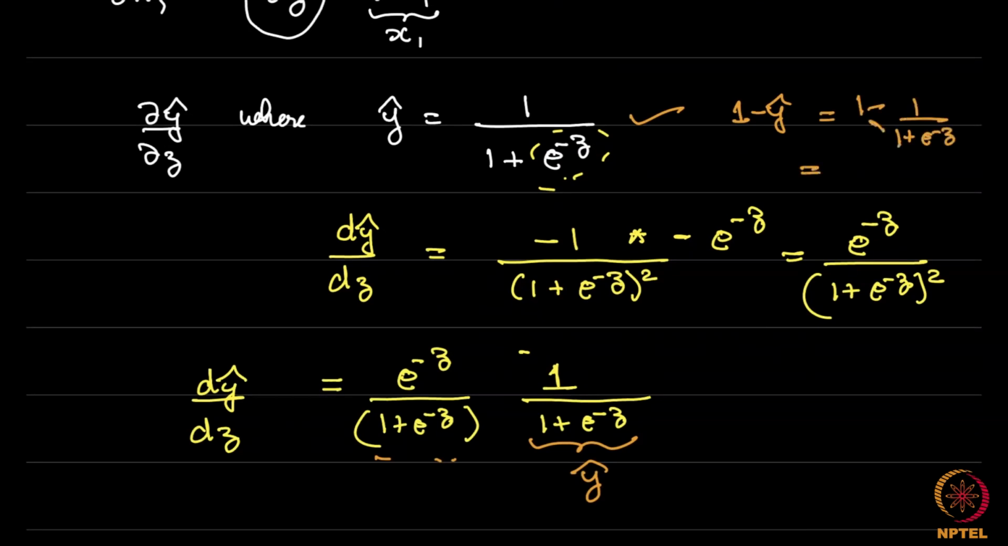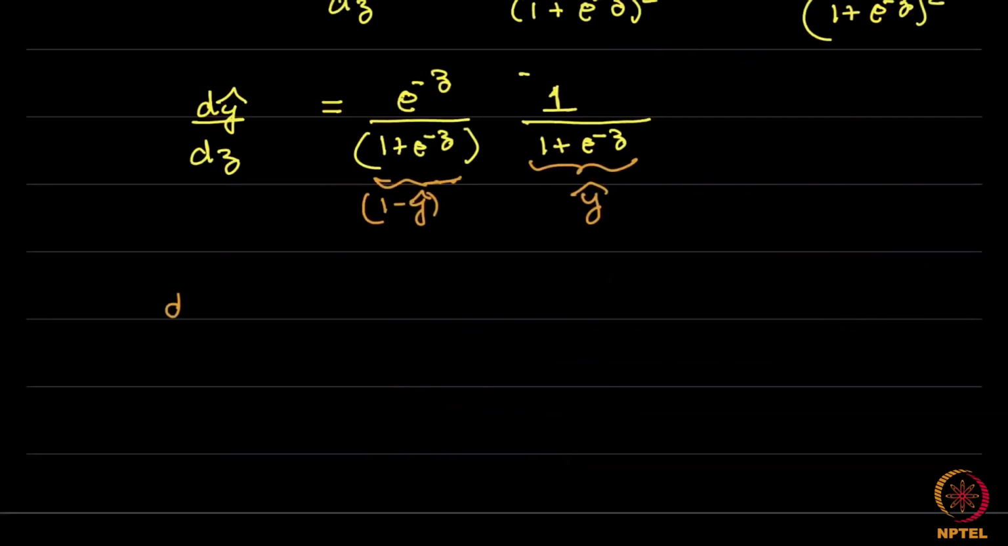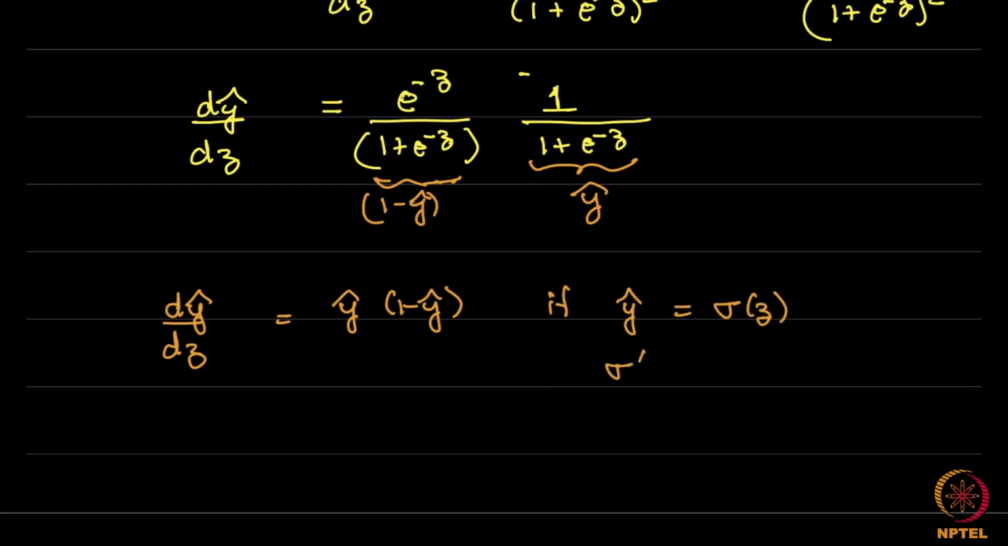You can just take this up. You'll get e power minus z by 1 plus e power minus z. Okay, so this term is 1 minus y hat. So this is a convenient expression, which is dy hat dz equal to y hat into 1 minus y hat if y hat is sigmoid. You might also see this at other places as sigmoid prime z equal to sigmoid of z into 1 minus sigmoid of z, which has the same meaning as what we have derived so far. Okay, so let's call this equation 3.